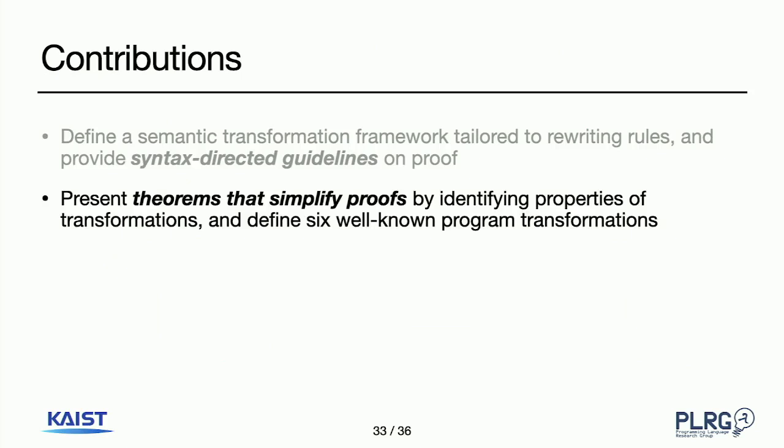So we provide syntax-directed guidelines to prove, but there is still a burden on the user to prove the correctness argument for the base case and all inductive cases. So we present theorems that simplify proofs by identifying properties of the transformation, and we define 6 well-known program transformations to show the feasibility of our work.